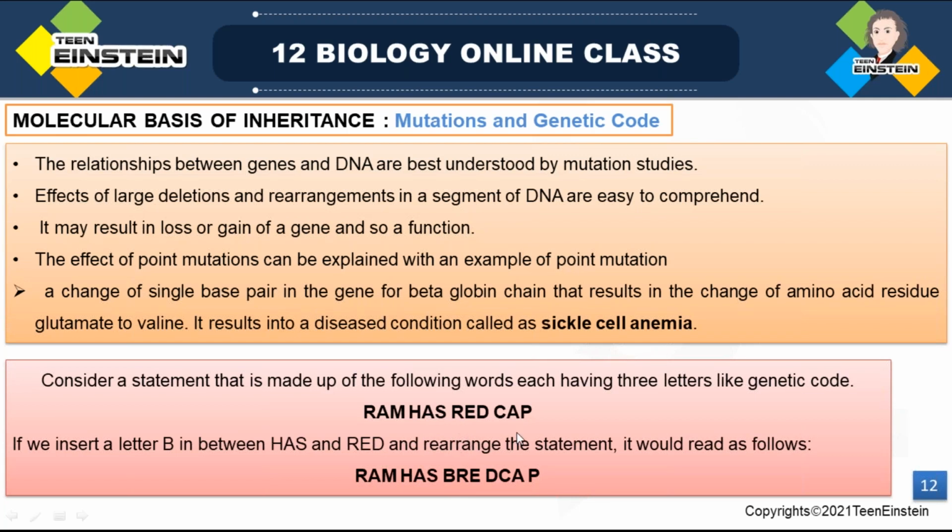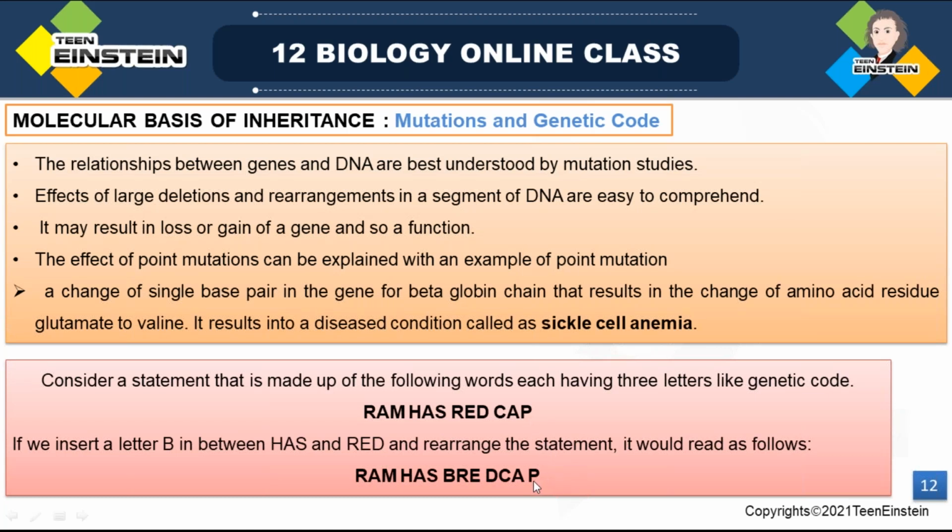So B, instead of RED, the next triplet codon will come as BRE. Here one B is getting inserted, so BRE. Next DCA and T. Here you can see DCA is moving to the right side, becoming part of the next codon, and T is separated. So the insertion makes changes in the next codon series also. The whole sentence is becoming something different, right?